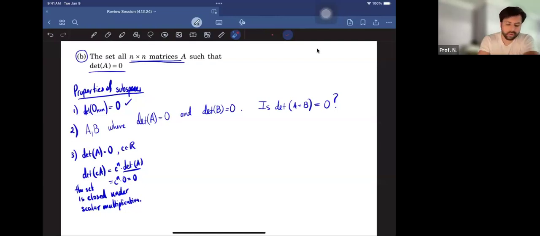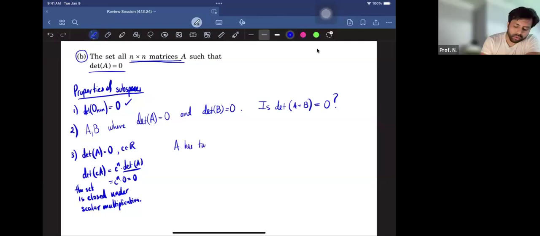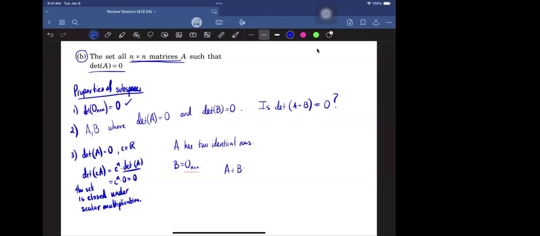Okay, so look. I'm gonna do this to you. So let A have two identical rows, right? Okay. A has two identical rows. And let B be the zero matrix. Then what is A plus B gonna give me? Not, I meant it's not a zero matrix. It's like one row is zero.